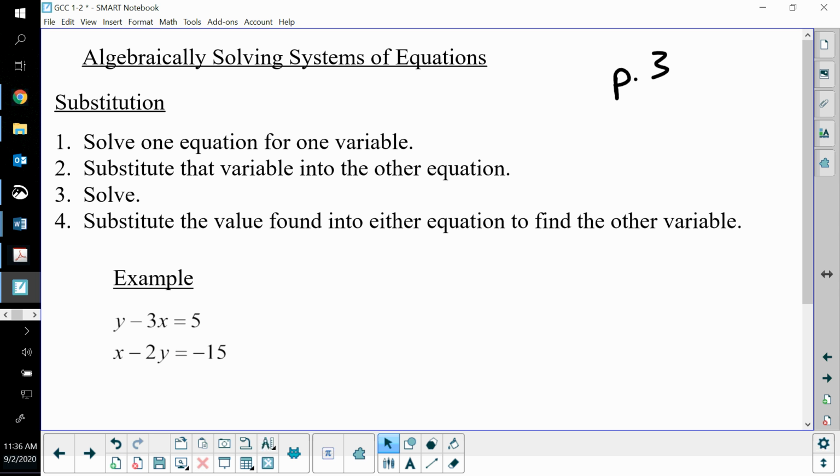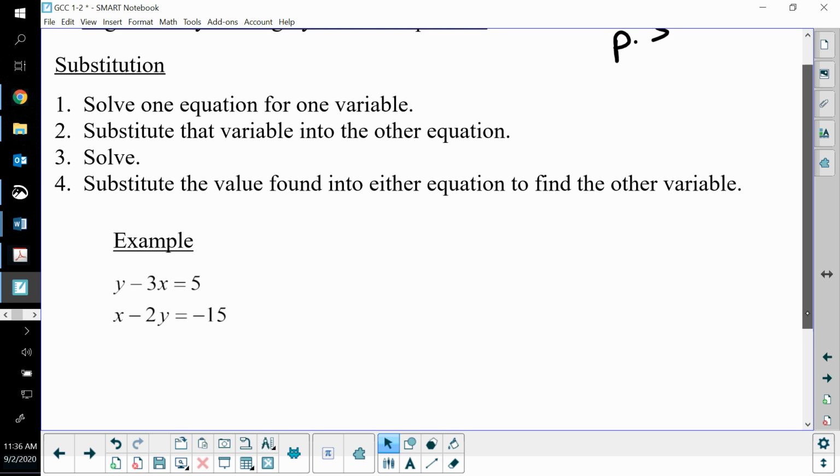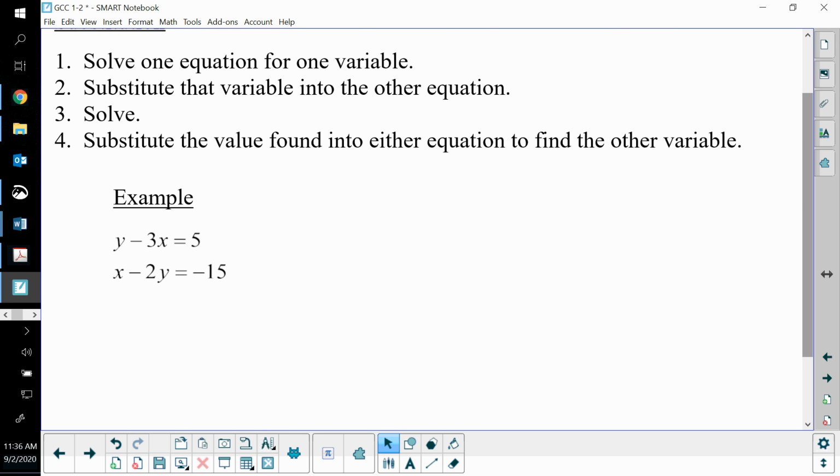So we want to try and see what variables can be easiest to get by itself. Well, in this example, we really have two options. We can either get the y by itself in the top equation, or we can get the x by itself in the bottom equation. It doesn't matter. It'll be similar difficulty level. Either way, you just got to pick one and go with it. So let's maybe do the top one. Let's get y by itself. So we can add the 3x to each side. So that's going to give us y equals 5 plus 3x.